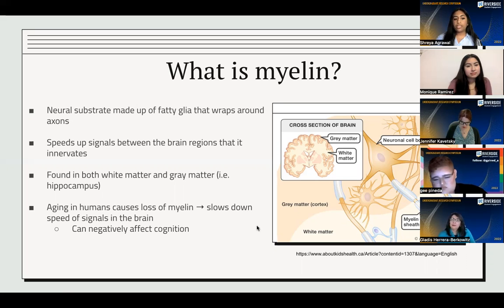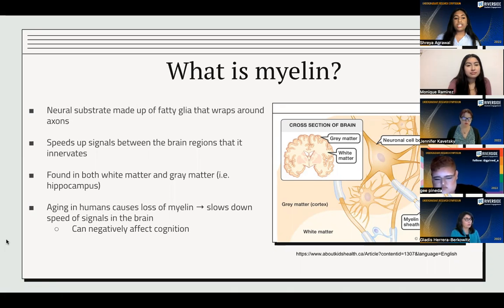But within gray matter, there are two different ways that myelin is found. The first one is depicted in this image. It's found as the ends of long range axons between the white matter and gray matter boundary. And the second way is within gray matter itself as more short-range axons. So within specific structures in gray matter that have their own myelin, there are axons going within those structures. And the hippocampus is an example of one of those structures that has its own myelin.